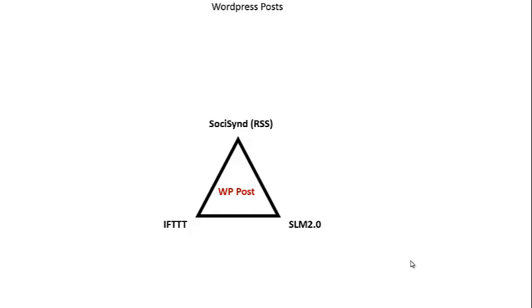Okay, so how does this actually work? You might be thinking, hang on, we're duplicating everything. If This Then That posts to some social accounts that SociSync does, and SociSync posts to some accounts that Social Link Machine 2.0 does. Well, that's right, and I'm going to be showing you exactly how we can leverage this to our advantage and why this technique works so great.